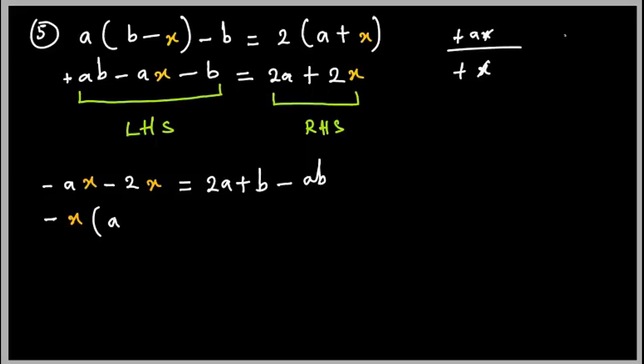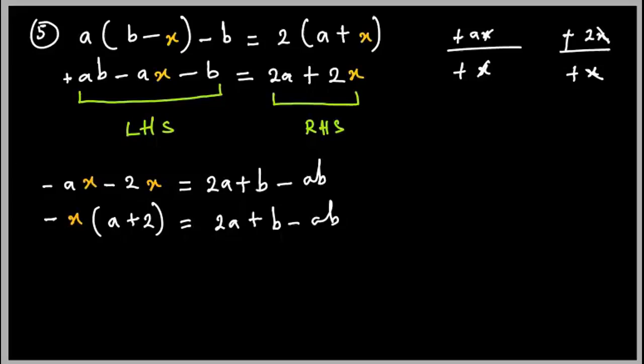Also, minus 2x here should be divided by this common minus x. So minus 2x divided by that common minus x. The minus divided by minus is plus. And then x cancel x, we have 2. 2 then equals to 2a plus b minus ab.